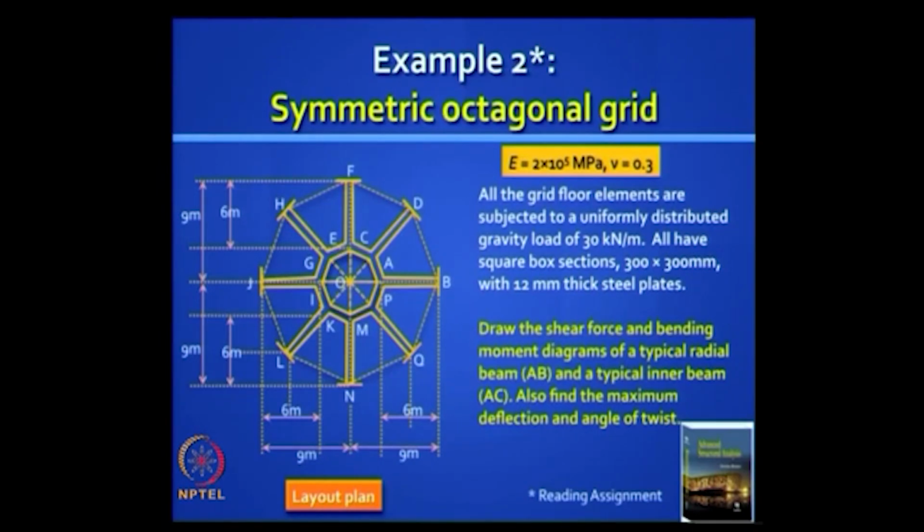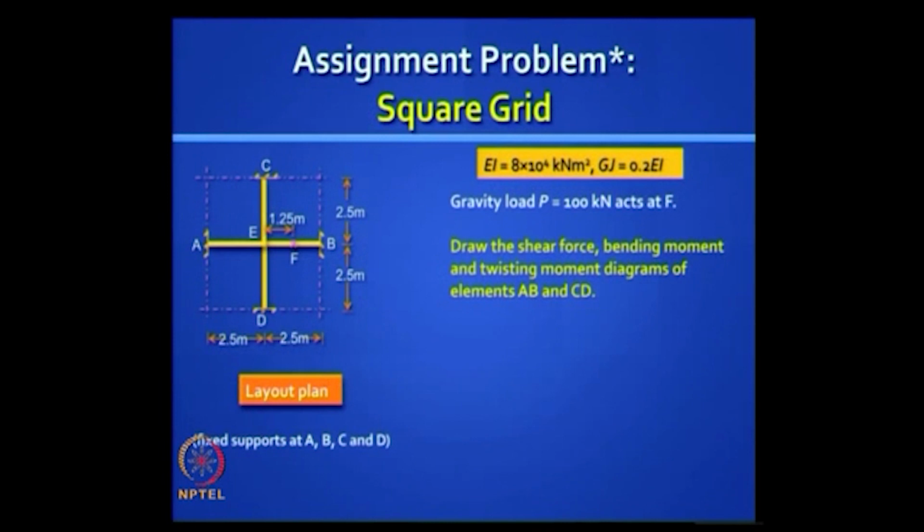I have given you an assignment problem which is much simpler. Remember this problem? It's a square grid problem. You've got two beams, they are identical, forming a plus shape, but you have an eccentric load acting on one of them at F. You are actually asked to plot the rough shapes of the shear force, bending moment and twisting moment diagram, which you can by inspection. Now look at this carefully. Which of them will you treat as grid elements?